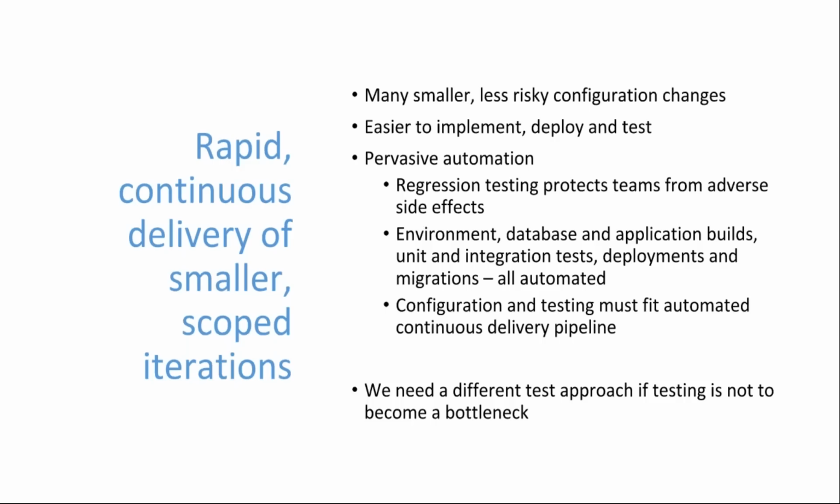Now, the underlying assumption with continuous delivery is that we have automation at almost every stage we can apply it to. So pervasive automation of certainly the whole notion of regression testing, the requirement to create environments, virtual machines, database and application builds, and to run and deploy unit integration tests and so on and so forth. It's all automated.